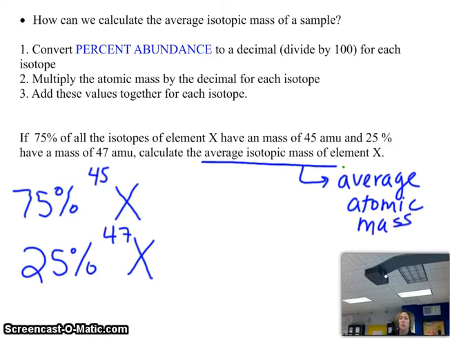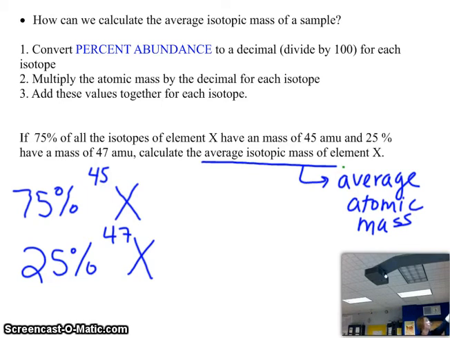Well, again, you don't do a straight average, because if you did a straight average, you'd get 46 and you'd be done. You must take into account the percent abundance. Atomic mass is a weighted average of all of an element's naturally occurring isotopes. So how do we do it? Well, here are the steps up here.